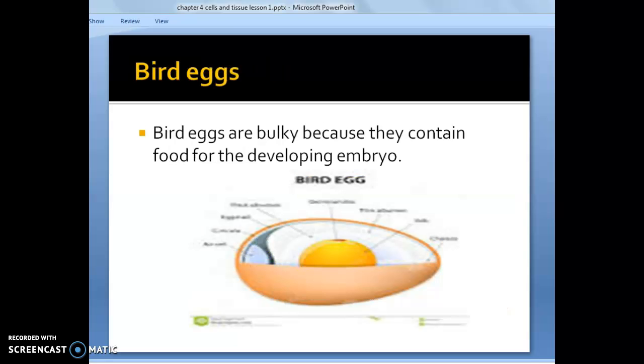Bird eggs are bulky because they contain food for the developing embryo. They have to nourish the developing embryo. That's why, to provide nutrients to the developing embryo, the egg has so much egg white and egg yolk.